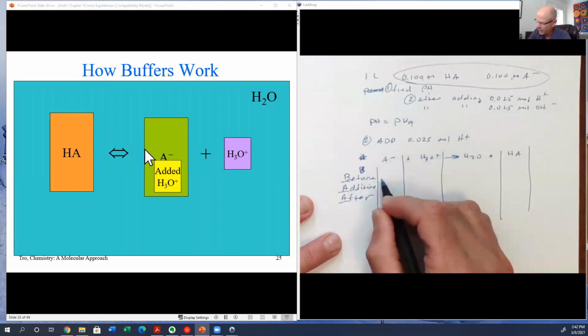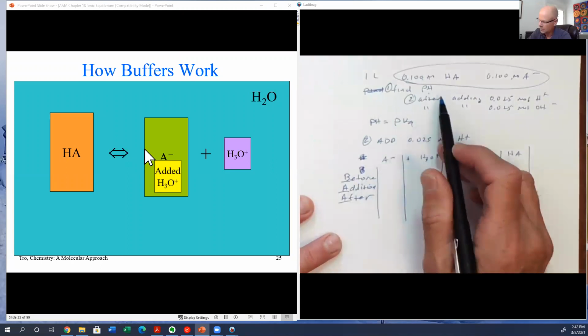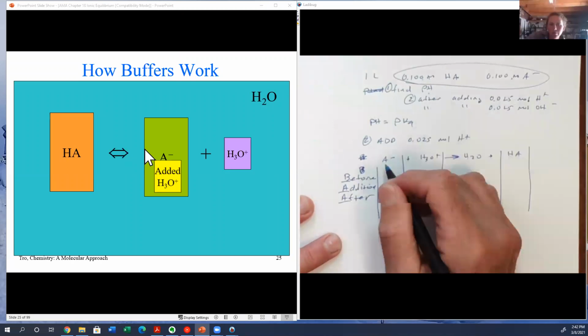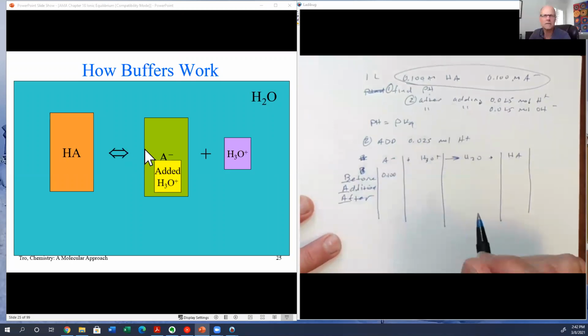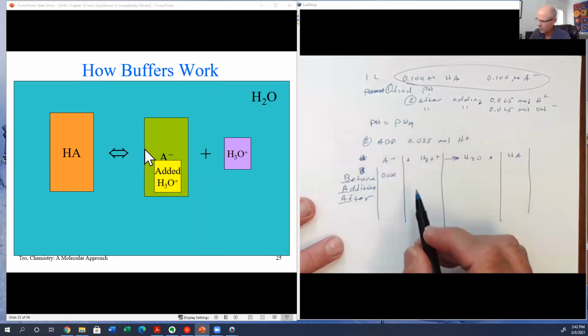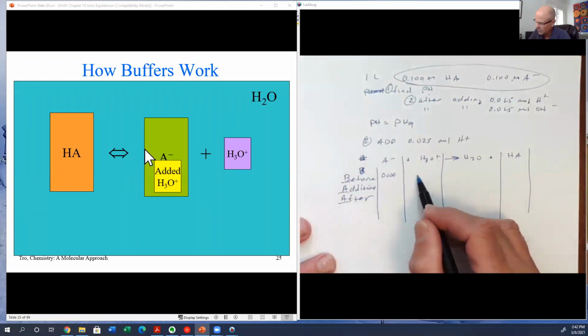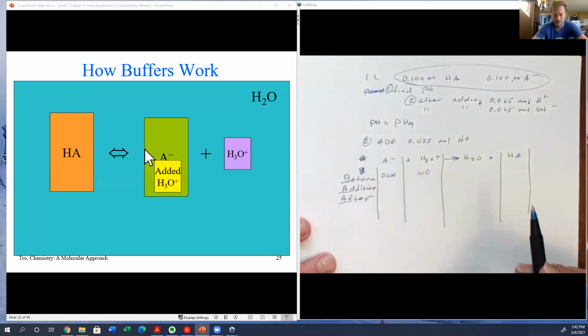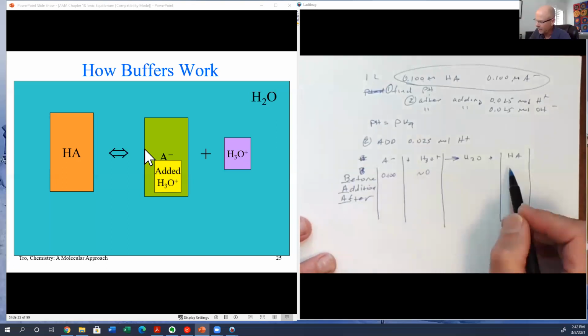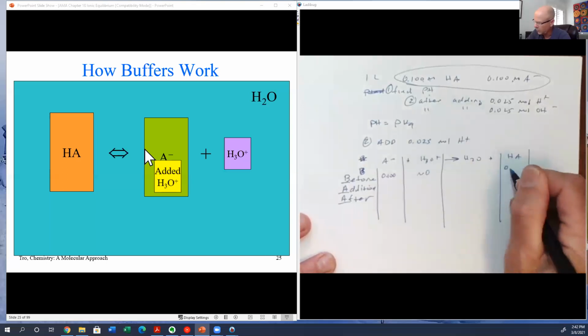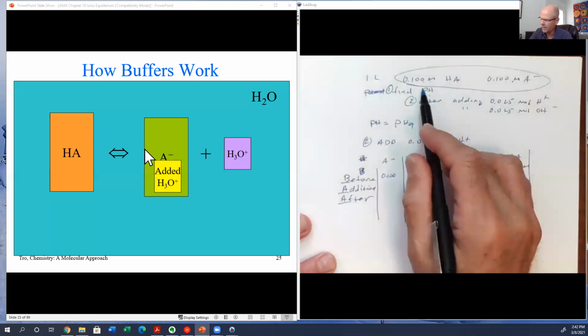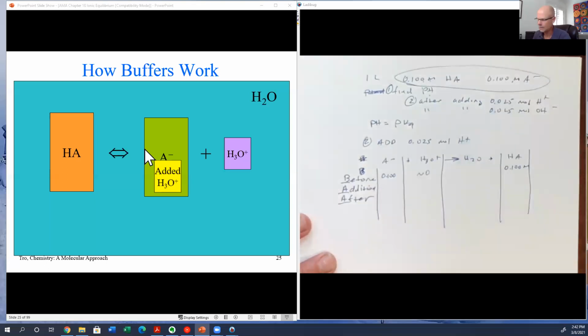Before I add anything, it was given as 0.100. 0.100, exactly correct. What was my H3O+ concentration before I add anything? It's essentially close to 0, correct? And then the HA concentration is 0.100 molar, right? Because I have a buffer that has both of those.